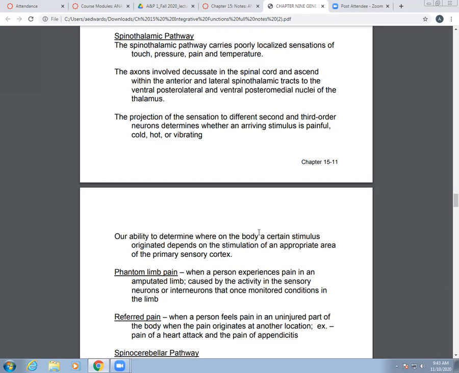Also, another term is referred pain. It's when a person feels pain in an area that's uninjured, when the pain is actually originating somewhere else. So, for example, the pain of a heart attack and the pain of appendicitis. A person might be having a heart attack but feel pain in their arm, or have appendicitis but actually feel it somewhere else.